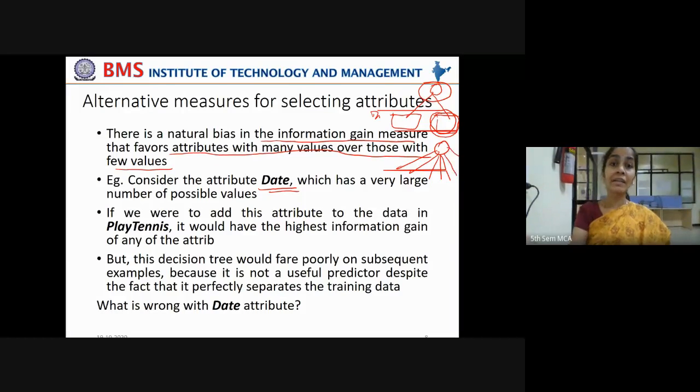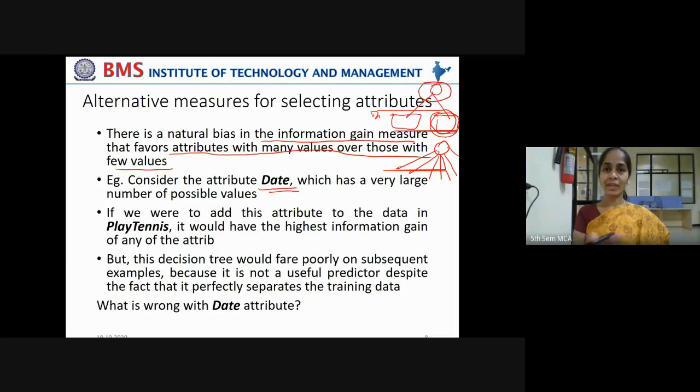As many as 31 branches are possible in March, 30 branches are possible in April, 31 branches are possible in May. What is happening here? For every possible date, you are getting a perfect classification.